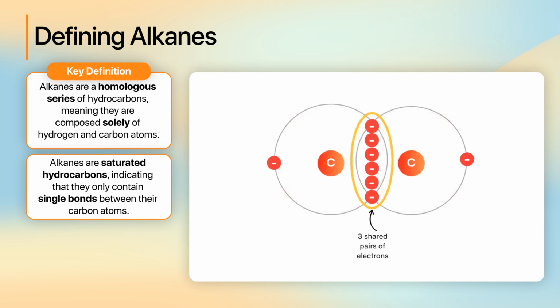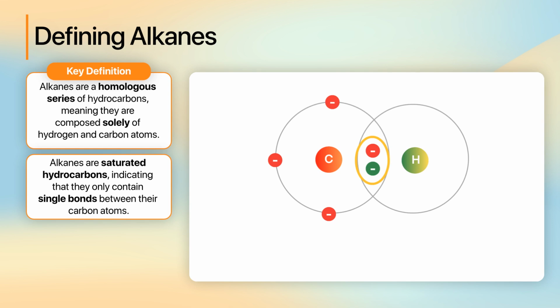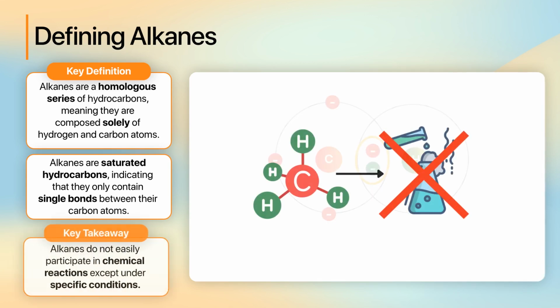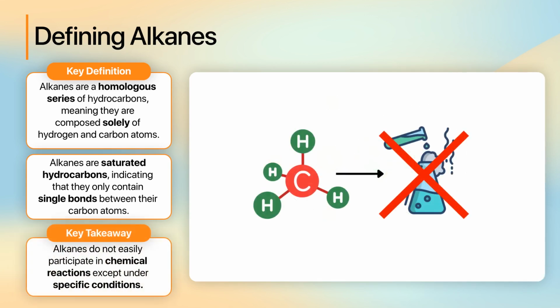These multiple bonds make molecules more reactive. In contrast, single bonds are quite stable and require high energy to break. As a result, alkanes do not easily participate in chemical reactions except under specific conditions such as combustion. In summary, alkanes are less reactive than most unsaturated hydrocarbons. We'll return to the more reactive hydrocarbons that contain double bonds later in this unit.